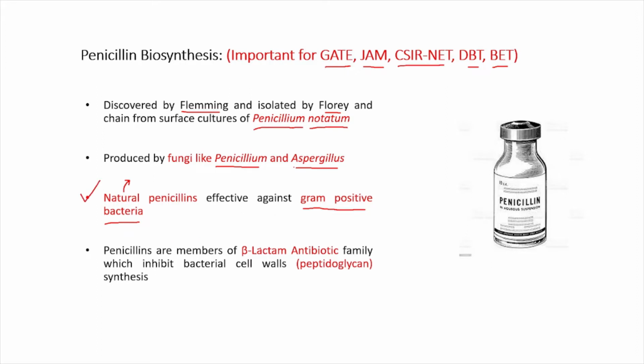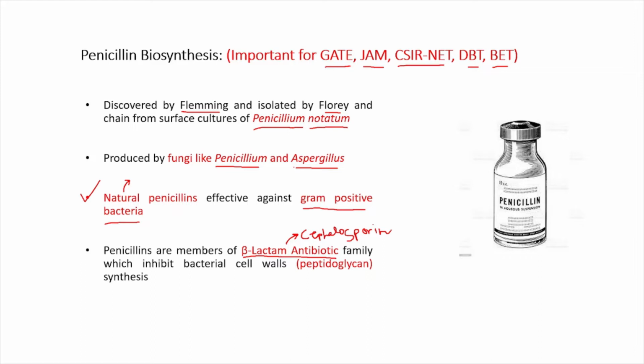Now, penicillins are members of the beta-lactam antibiotic family. There is actually a beta-lactam antibiotic family among the groups of antibiotics, and penicillin is the most predominant member of this family. Other members are like cephalosporin, which is also one of the predominant members of this beta-lactam antibiotic family. And there are other examples of beta-lactam antibiotics. We will see why they are called beta-lactam antibiotics: because they have a condensed beta-lactam ring in the structure. We will see that next.